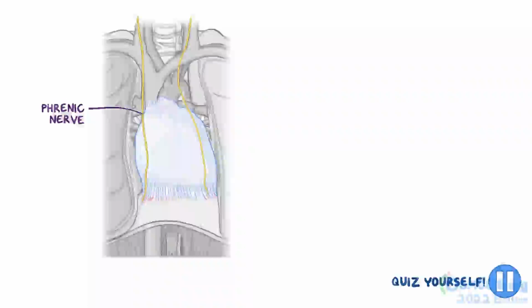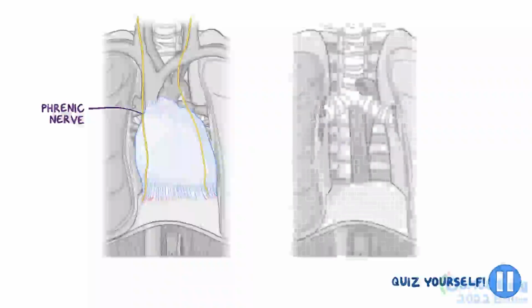Can you remember the course of the phrenic nerves? Correct. Anterior to the lung hilum and over the pericardium towards the diaphragm. How about the vagus nerve? Correct. Behind the lung hilum to the esophagus.